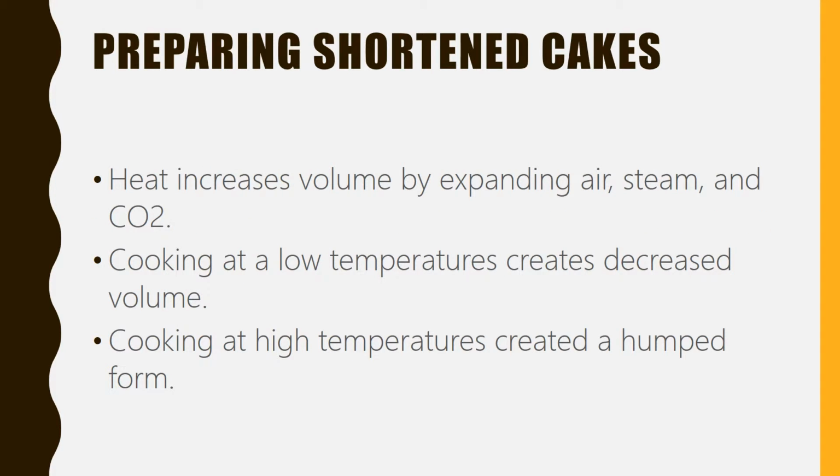When preparing shortened cakes, heat increases volume by expanding air, steam, and CO2. Cooking at a low temperature creates decreased volume. Cooking at a high temperature creates a humped form on the top of the cake.